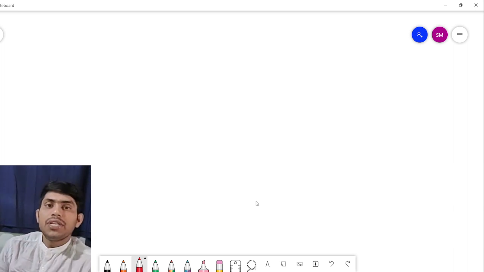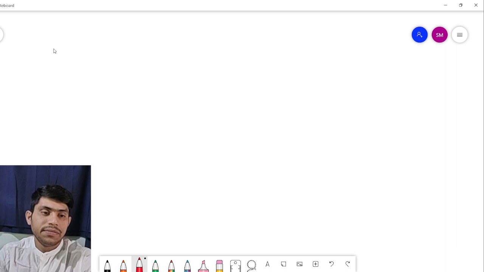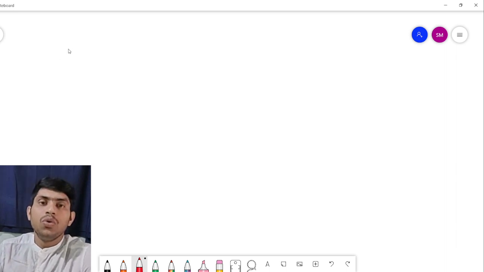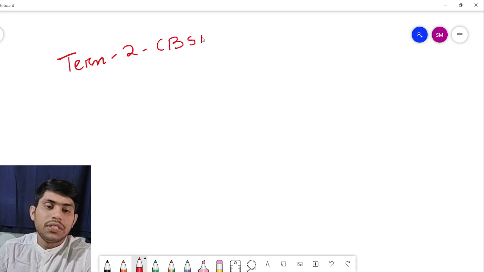Today, I am going to start your term two syllabus of computer science according to the CBSE board. So, let's go by the syllabus first. Then we will go through the details of whatever the syllabus describes. Okay. So, let's see the term two CBSE syllabus for computer science.